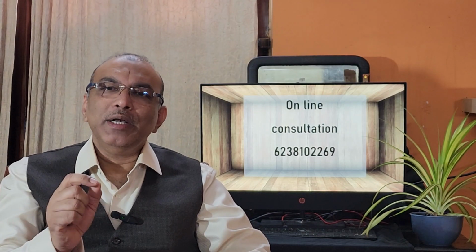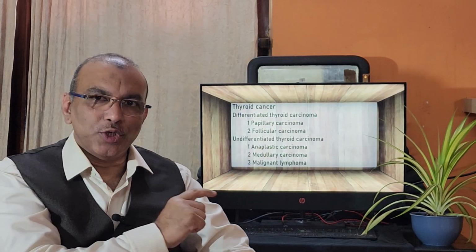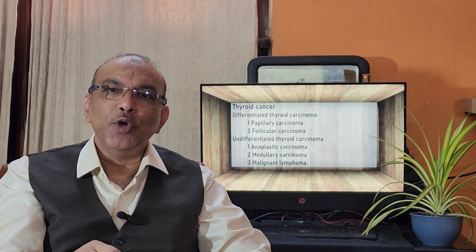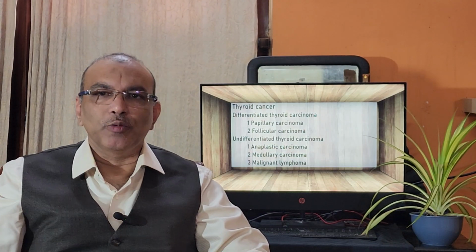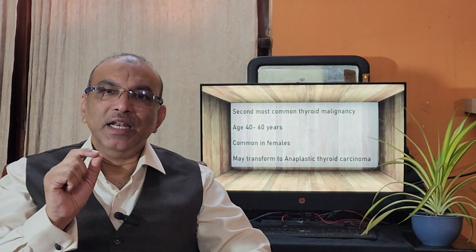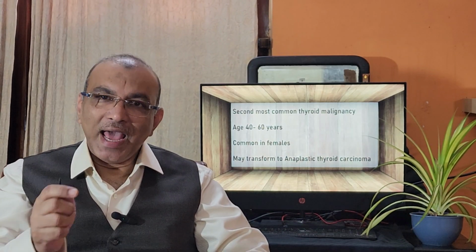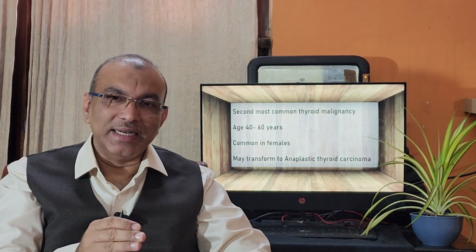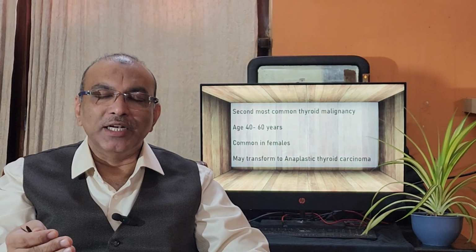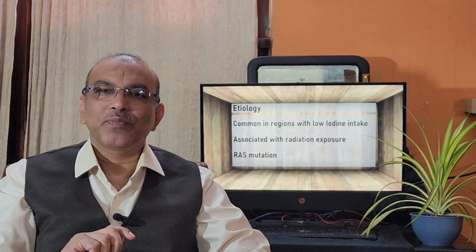So the most common type of thyroid carcinoma is papillary thyroid carcinoma, followed by follicular thyroid carcinoma, and in this video I am going to talk about follicular thyroid carcinoma. It is usually seen in females above the age group of 40, and this itself is a malignancy. It can turn into a more aggressive type of malignancy, which is called anaplastic thyroid carcinoma.